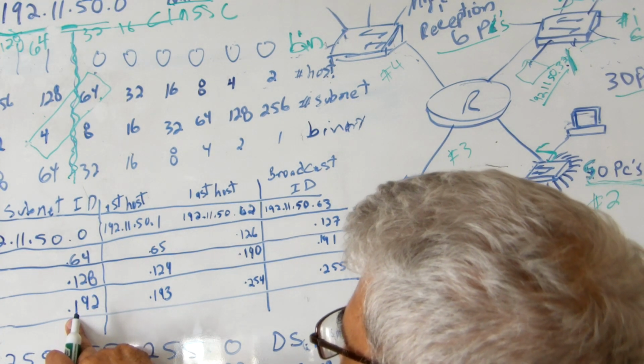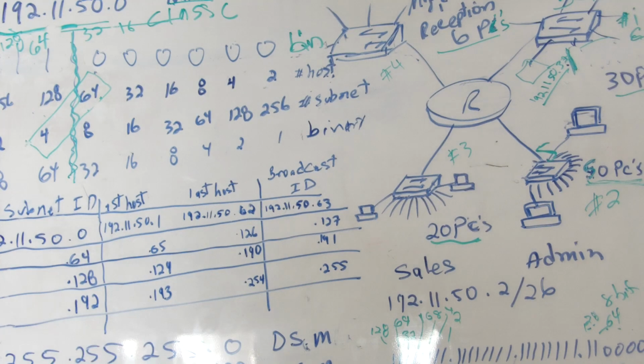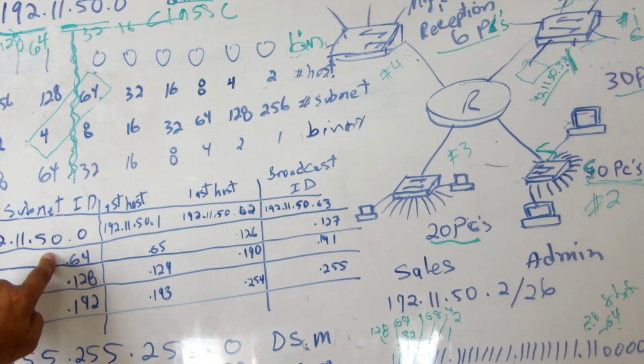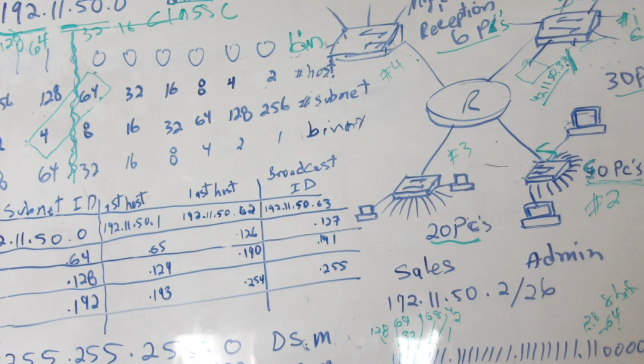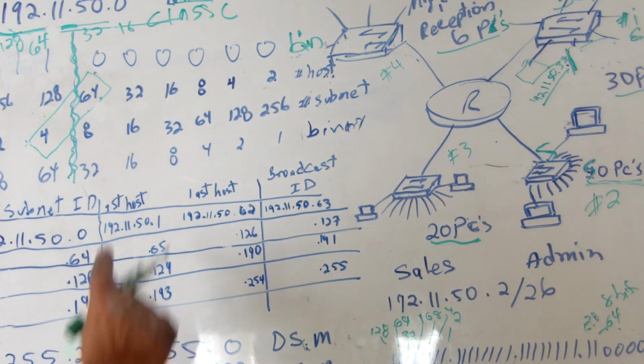Actually, this is the last subnet ID. Let me explain to you, for example, this one, subnet number 2. The subnet ID for number 2 is 64. The first host for subnet number 2 is 0.65. The last host is 0.126. And the same for subnet number 3. See, these are the limits of all the first hosts and the last hosts.